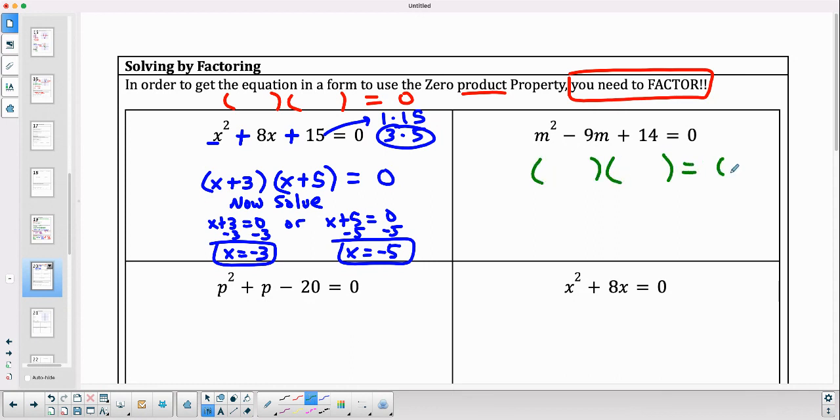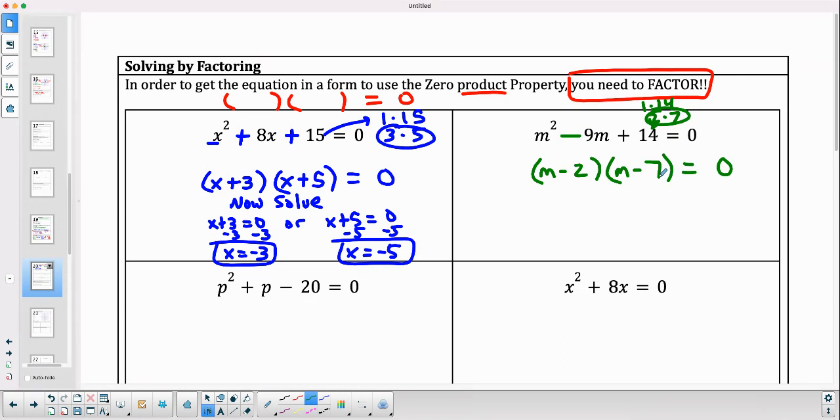All right, when only the middle term is negative, that means we still want to multiply to a positive, so we would use double negatives for this one. We want to find two numbers that multiply to 14 and add to 9, and that would be the 2 and the 7. Since we have two minus signs, it doesn't matter which one gets the 2 and which one gets the 7.